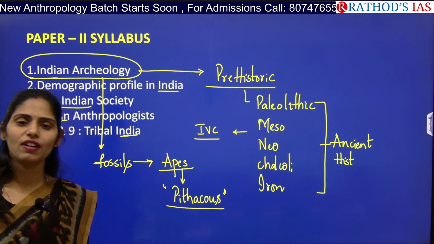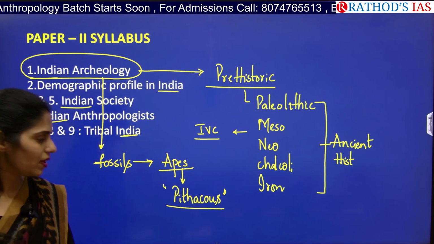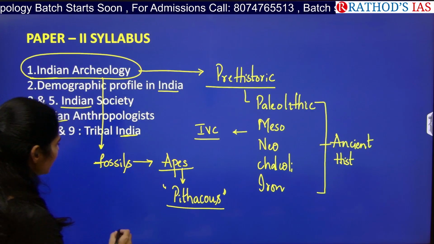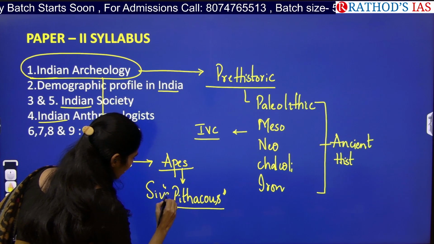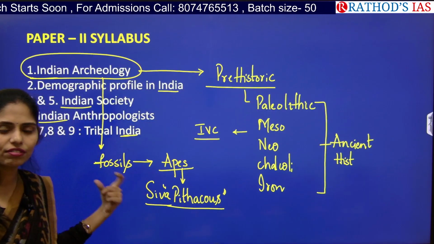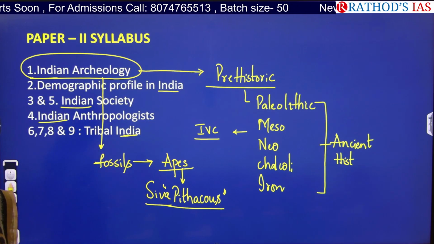So one is in Sivaliks. Can you guess the name of that Pithecanthropus? That is Sivapithecus. So the ape fossil that we found in Siwaliks is called Sivapithecus.